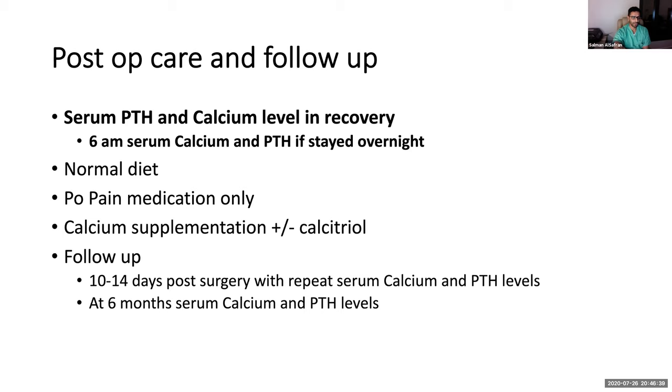Patients start a normal diet as soon as they can tolerate PO, only pain medication, and calcium supplementation, aggressive in the first few weeks. Some of them will develop hypocalcemia either because the other glands are not fully functional or they have long-standing hyperparathyroidism that they develop a hungry bone syndrome. Plus minus calcitriol, we have it in Kuwait as 1 alpha. A patient will follow up 10 to 14 days post-surgery with repeated calcium and PTH level. And then again, I would check the calcium and PTH level at 6 months.